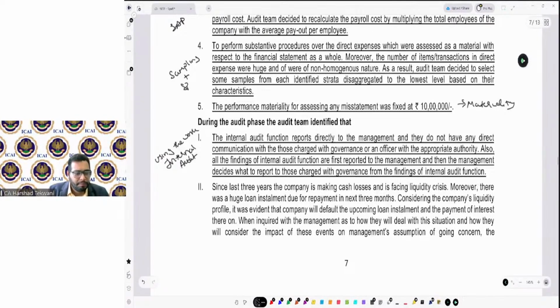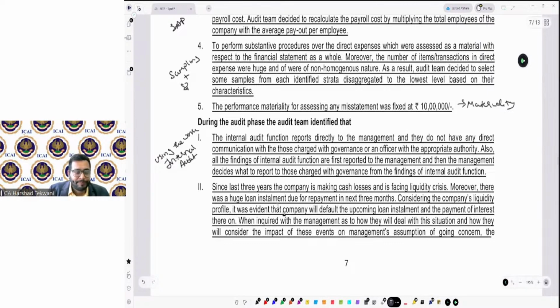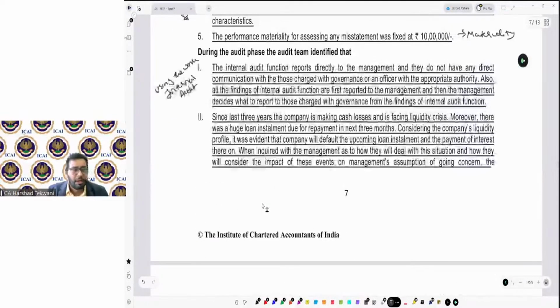Since the last 3 years, the company is making cash losses and facing a liquidity crisis. Moreover, there was a huge loan installment due for repayment in the next 3 months. Considering the company's liquidity profile, it was evident that the company will default on the upcoming loan installment and the payment of interest thereon. When inquired of the management how they will deal with this situation and how they will consider these events on management's assumption of going concern, the management contended that the company would raise more funds through fresh equity in the primary market to manage the liquidity requirements. Now again, here we are talking about going concern.